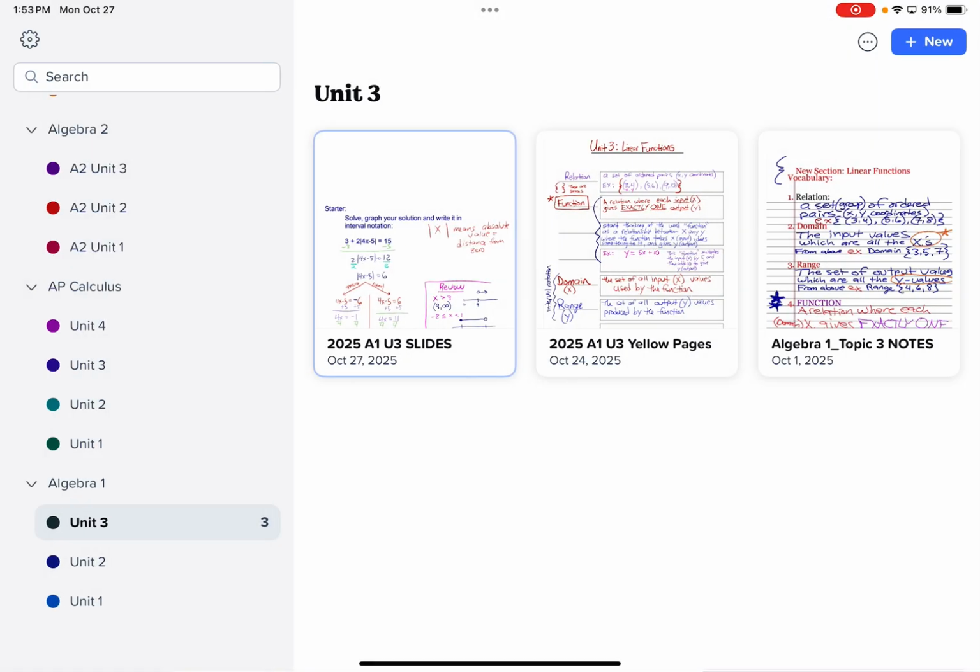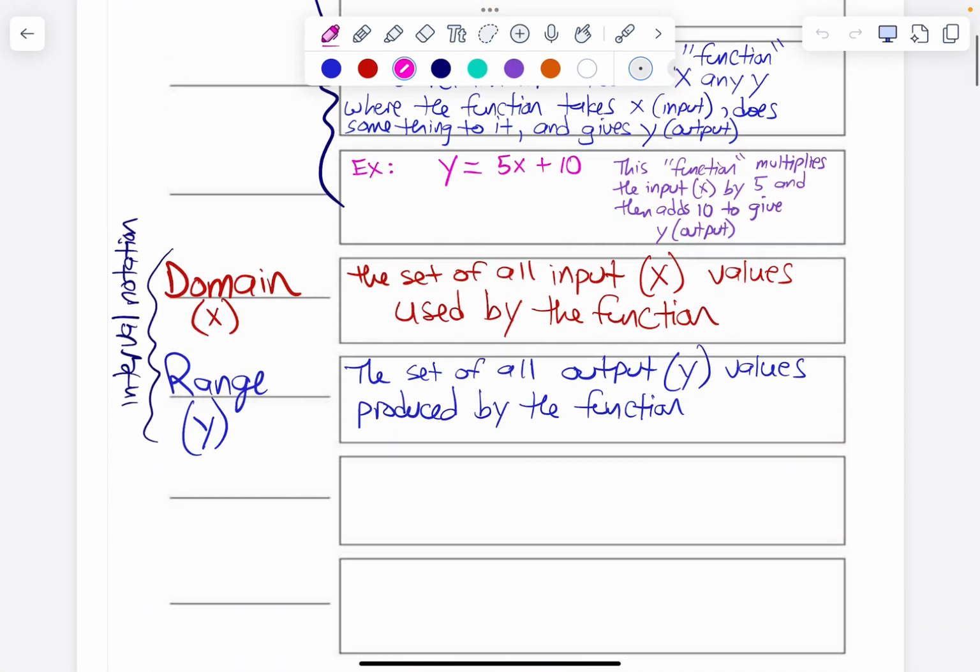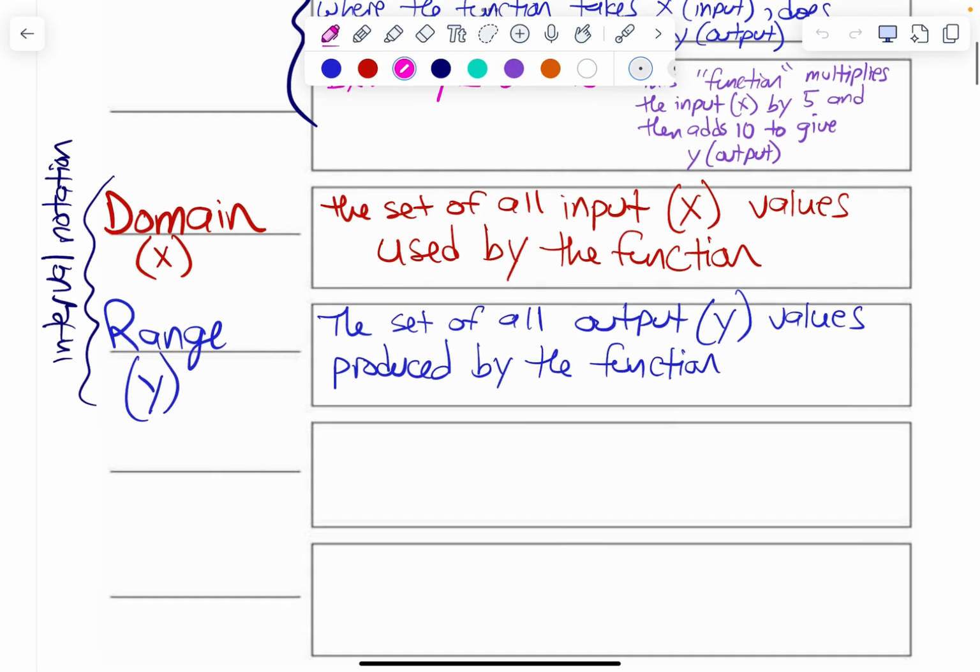All right, quick review now of domain and range. So domain is the set of all input values that the function uses. So x values. And then range is the set of all output or y values that the function produces or creates. As we plug stuff in there, like run numbers through it, what y values does it create? And we wrote off to the side that these are both written in interval notation. So we did a quick review of that on Friday as well.